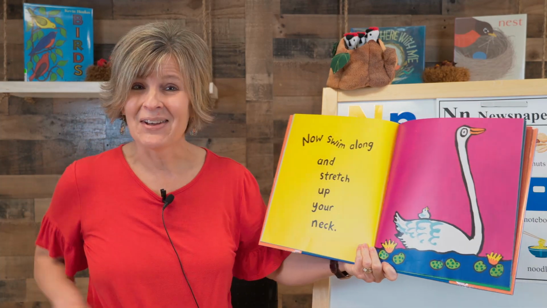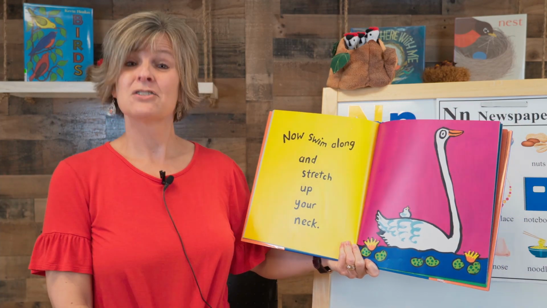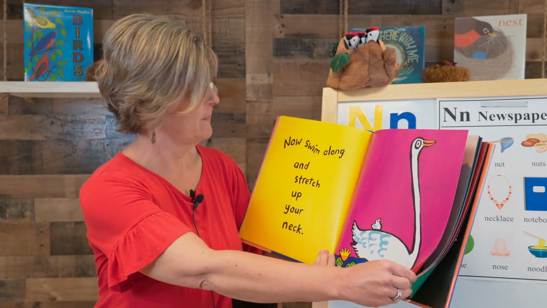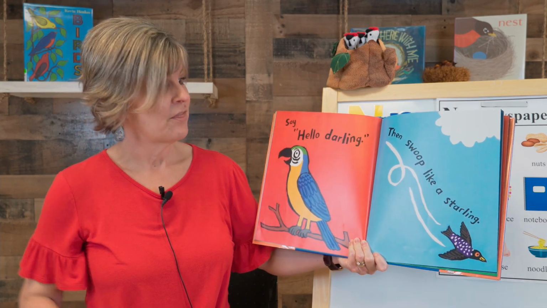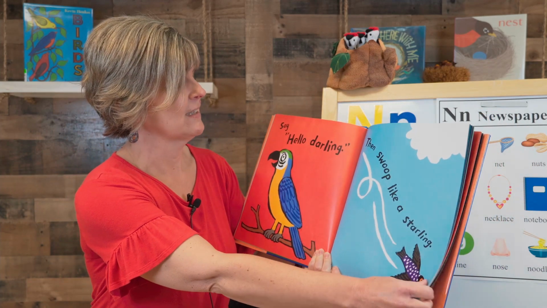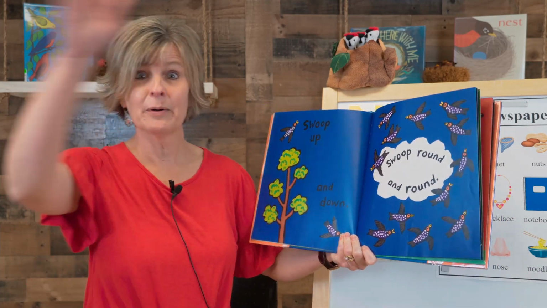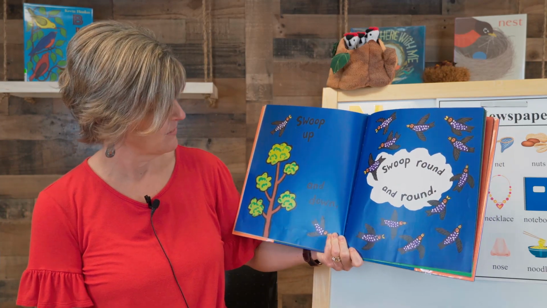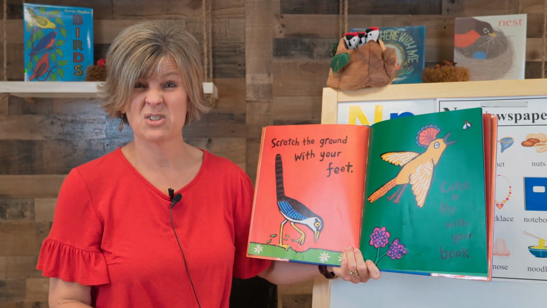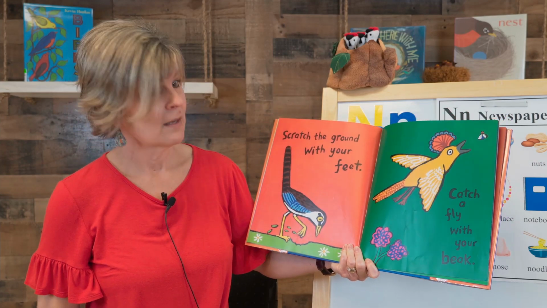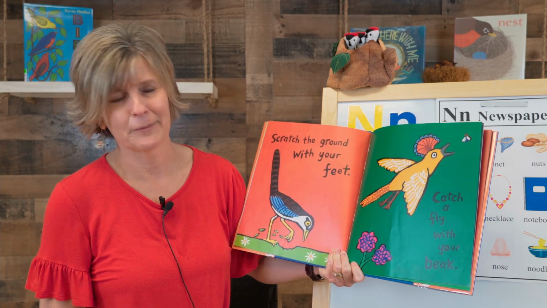Now swim along and stretch up your neck. You pretend you're swimming. Stretch your neck up high like the swan. Say, hello, darling, like a parrot. Then swoop like a starling. Swoop up and down. Swoop around and around and around. Scratch the ground with your feet. Oh, can you scratch the ground like he's doing with your feet? Catch a fly with your beak. Let's just pretend. Let's not really try to catch a fly with our beak.